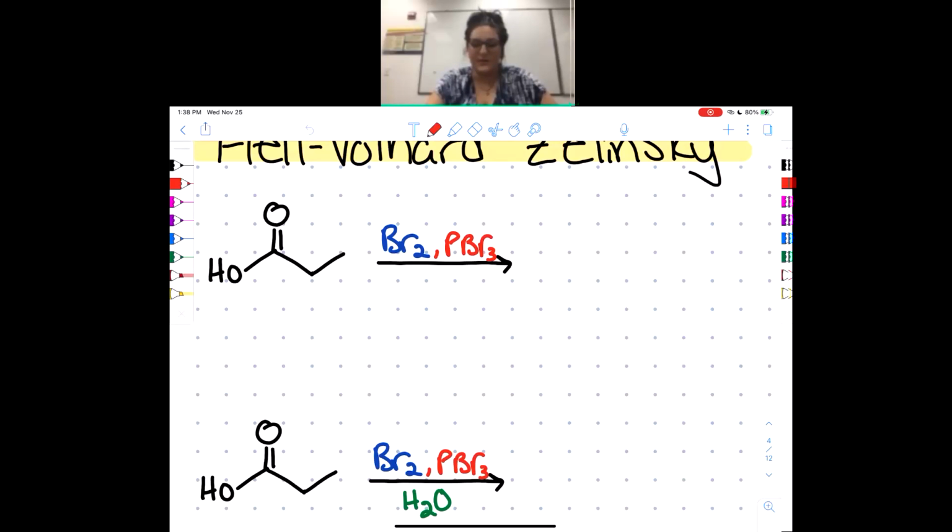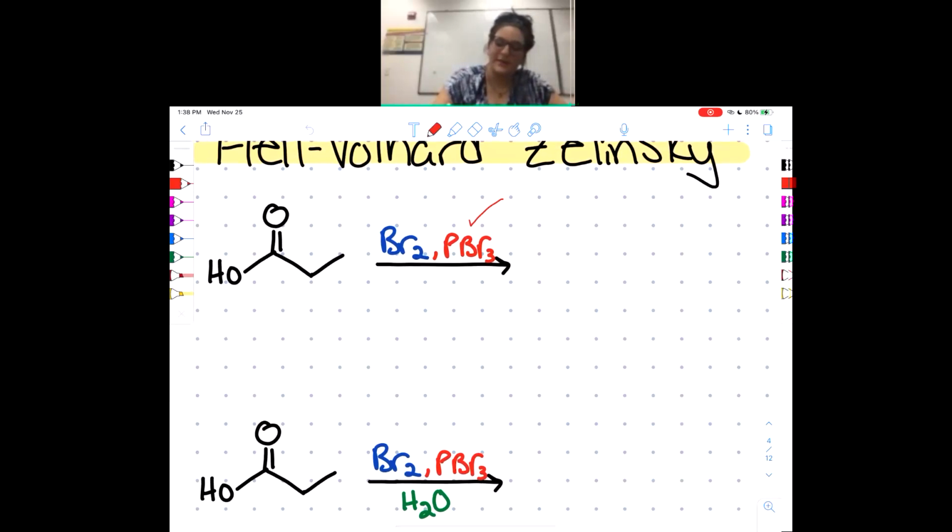Since we just did Br2, yes, PBr3 is a protecting group, and someone also said that it's going to turn the carboxylic acid into an acid halide. You're both absolutely correct. So we know that PBr3 turns OH to Br. And so what does the Br2 do? What kind of reaction?